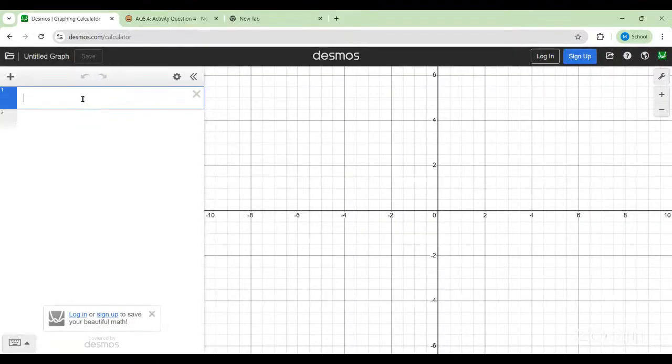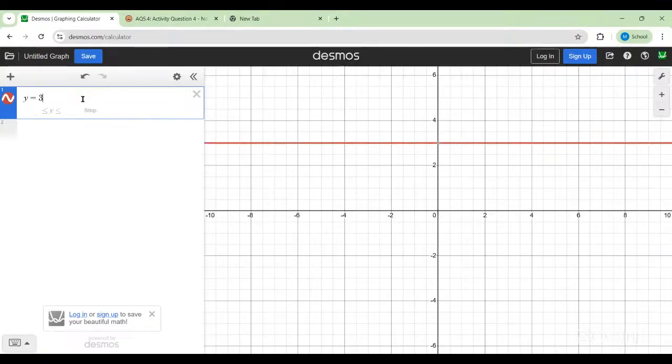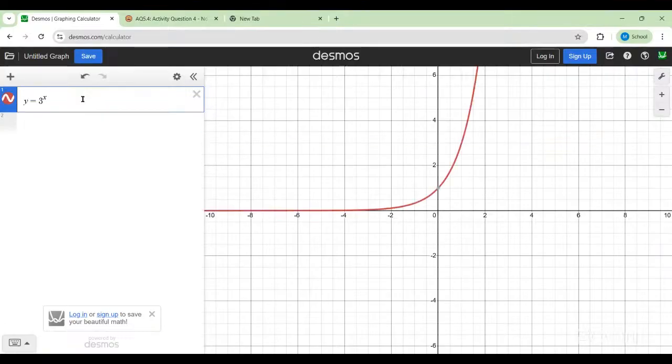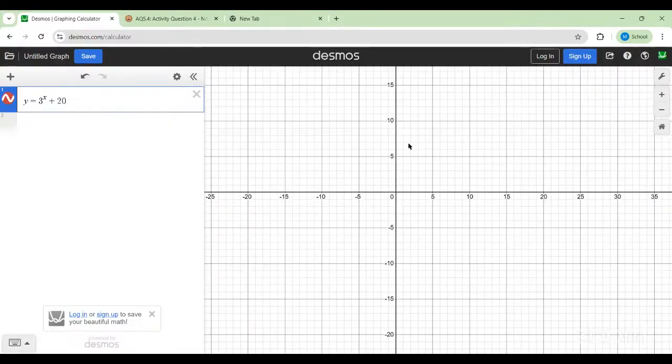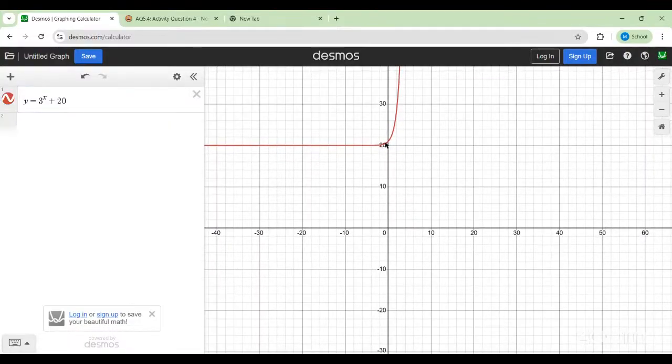So see, I'll just take the same graph, y equals 3 to the power x, right? So this is the original graph, which is at the point 0 comma 1. So this is 0 comma 21. This is 0 comma 1. Yeah, so this is your graph at 0 comma 1. Now what happens if you add 20 to this? See, your graph will just jump 20 units above. So now here is your graph at 0 comma 21, right?